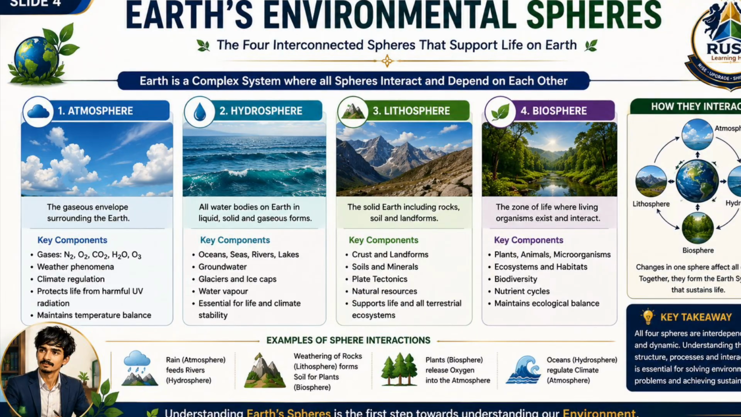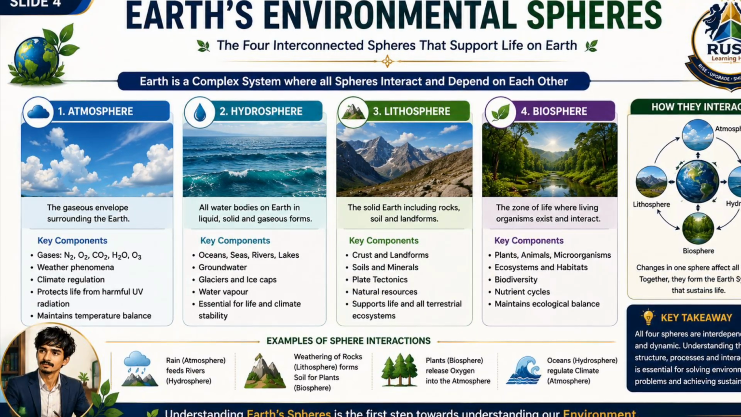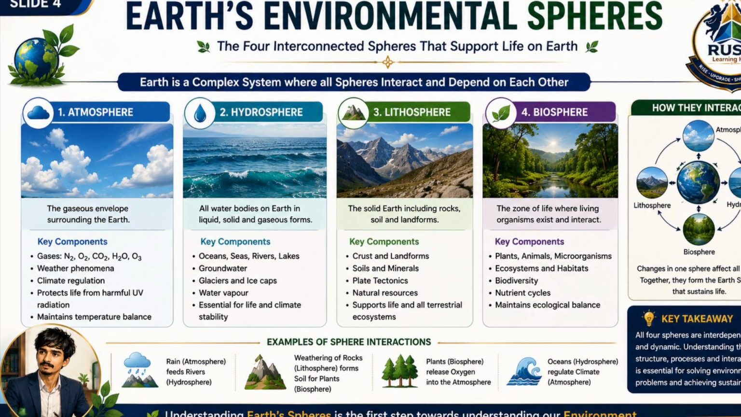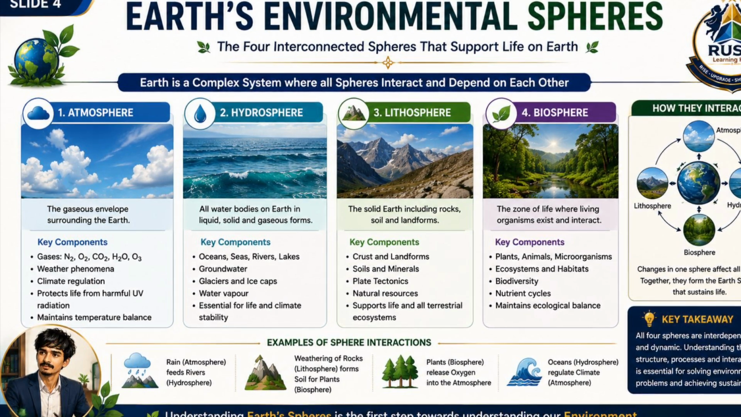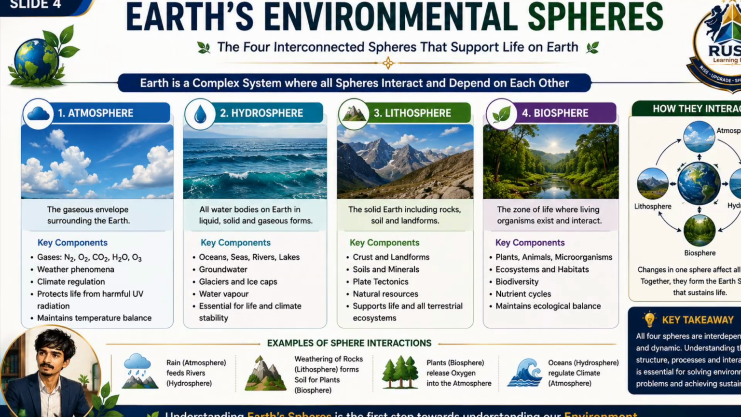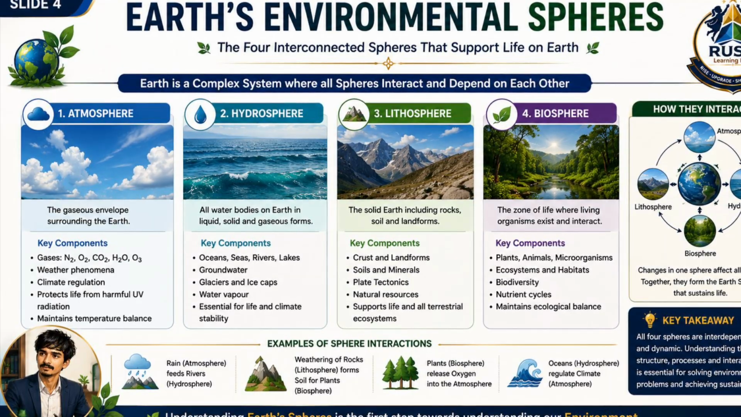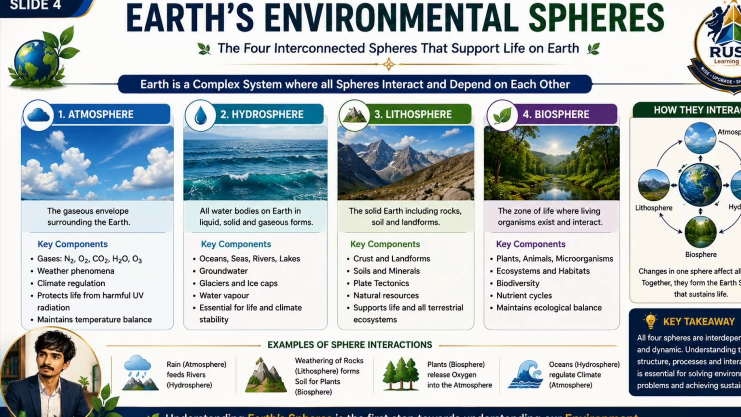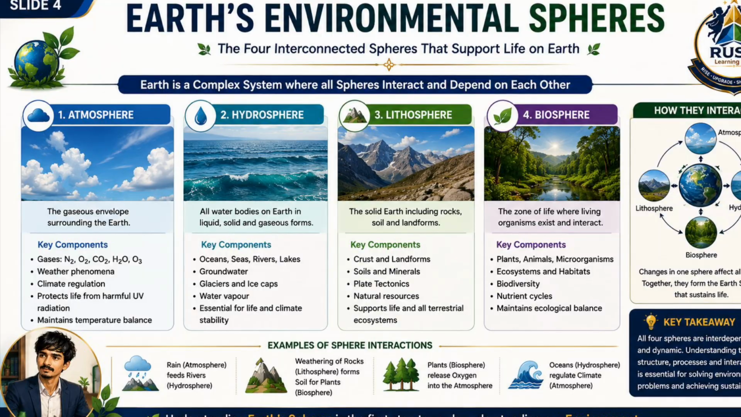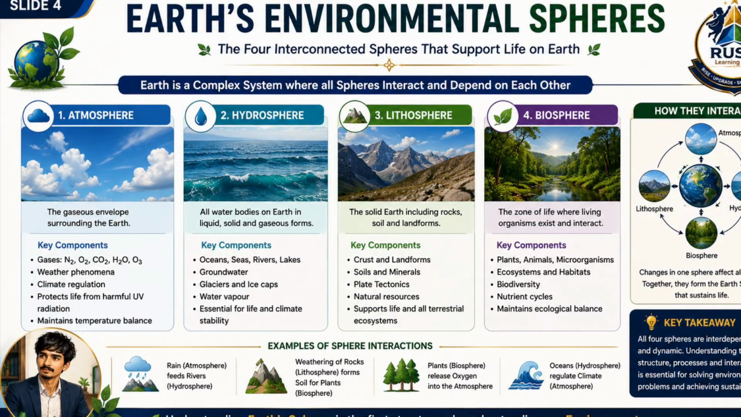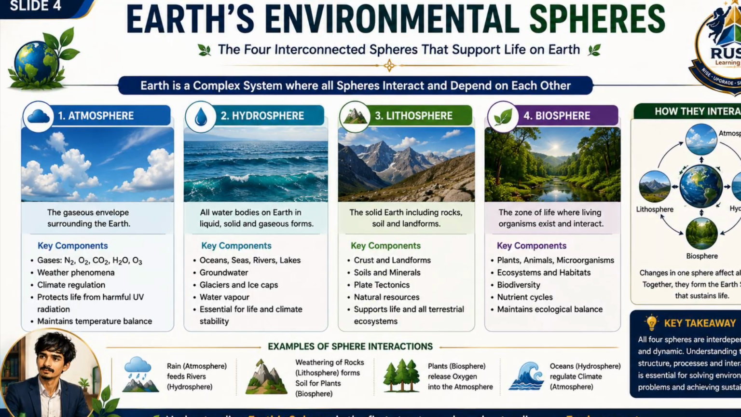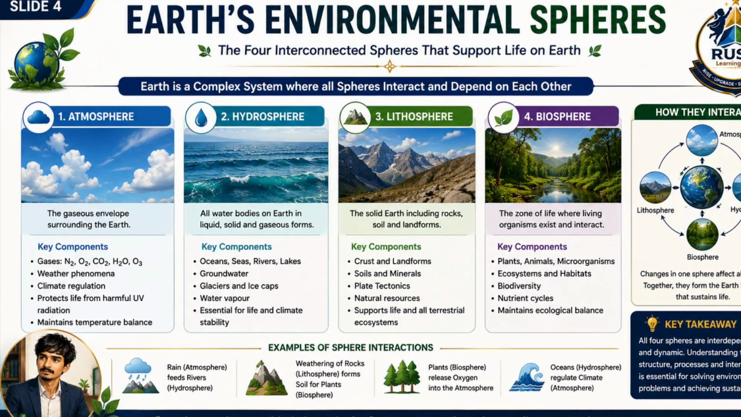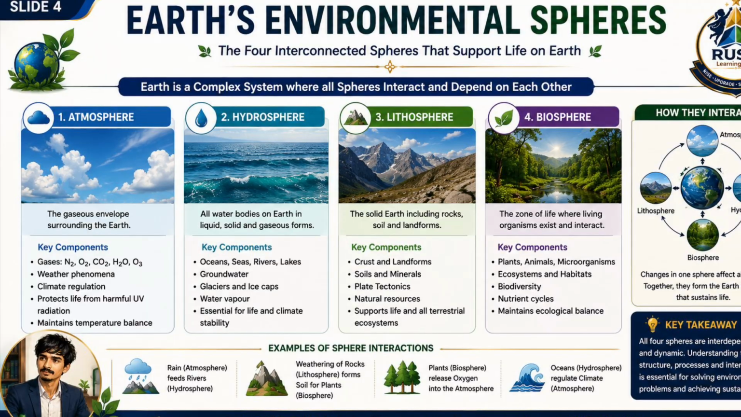Next, we come to the lithosphere. The lithosphere represents the solid outer layer of the Earth. It consists of the Earth's crust and the uppermost part of the mantle. The lithosphere includes rocks, minerals, soils, mountains, valleys, and other landforms. It serves as the foundation for terrestrial ecosystems and provides essential natural resources such as minerals, fossil fuels, and fertile soils. Soil formation, weathering, erosion, plate tectonics, and geological processes occur within the lithosphere.